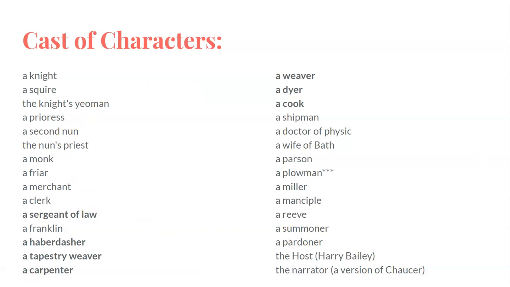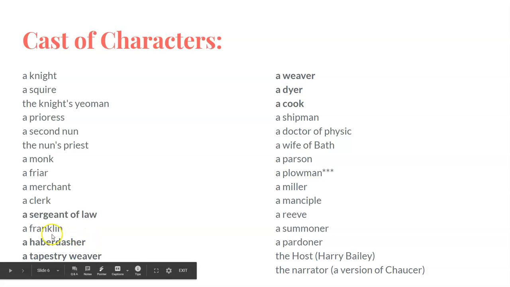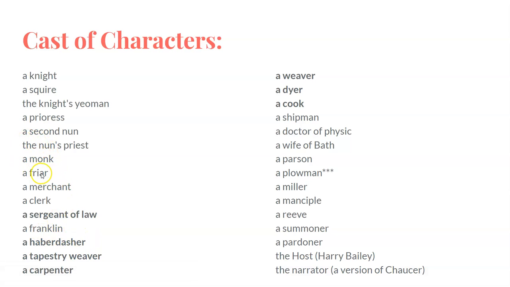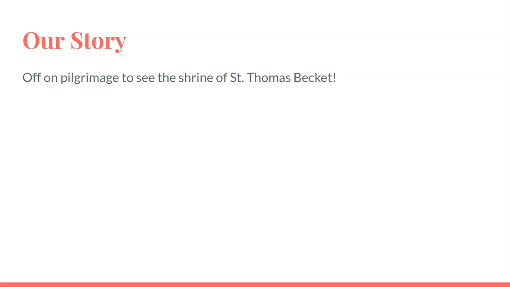And if you look, we've got people from all walks of life. We have people who are part of the clergy, we have doctors, we have people who are part of the nobility, we have people who are craftsmen and tradesmen. We have people who are just people, the Wife of Bath. So we really have people from all walks of life represented in this text.